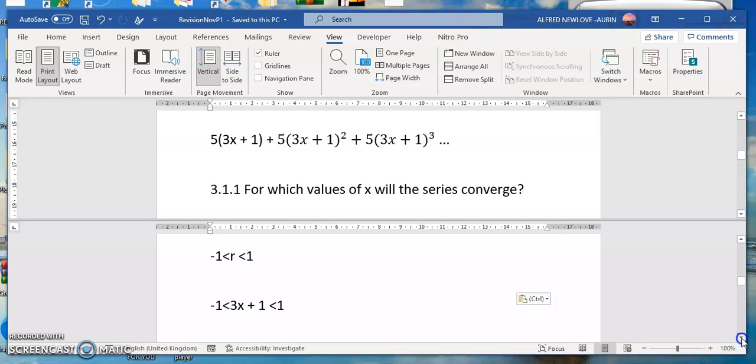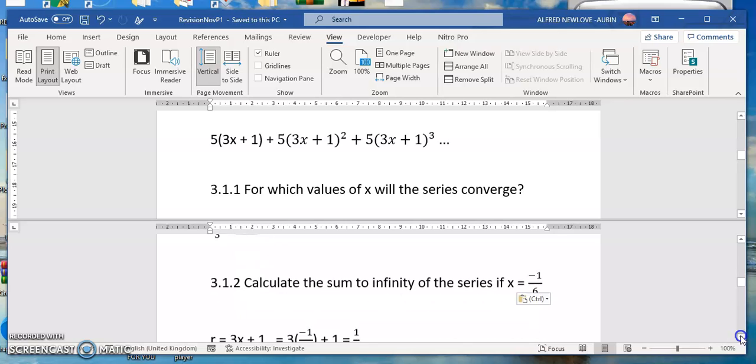So for it to converge, you transpose this 1 to this side, it's going to be minus. You must do the same here, so it's also going to be minus. Remember, this is the minus, so this is going to give you -2, and this will give you 0. Then you divide both sides by 3. So if you divide by 3, this is going to give you -2/3 and 0. So x will lie between -2/3 and 0 for the series to converge.